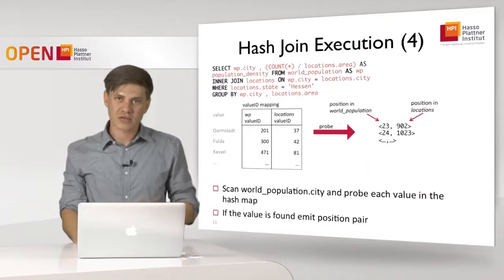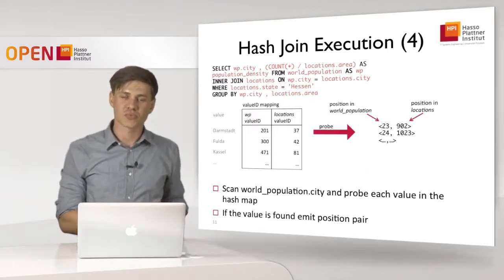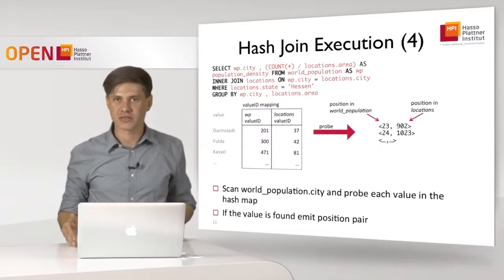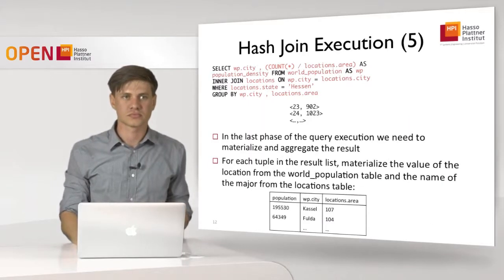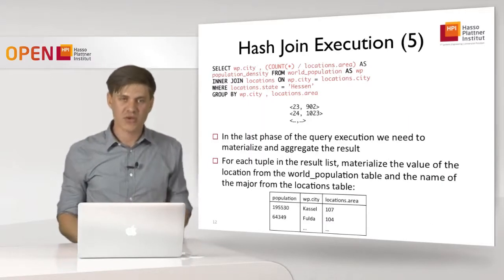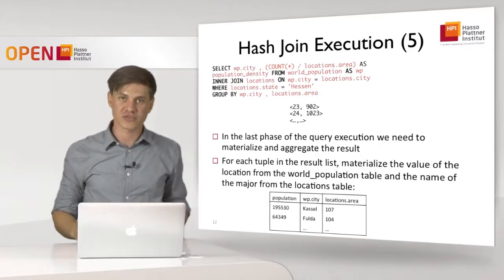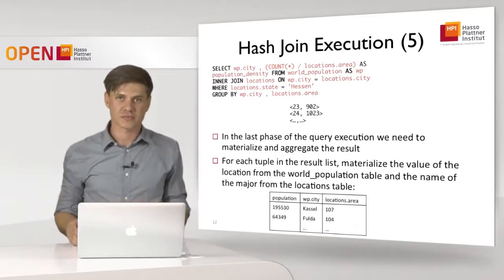So the result of the probe phase is basically a list of tuples with the position of the left tuple combined with the matching tuple of the right relation. In the last step of the hash join phase, we simply have to materialize the results. So we take both positions from the two tables, materialize their results, combine them, and emit them to the user.